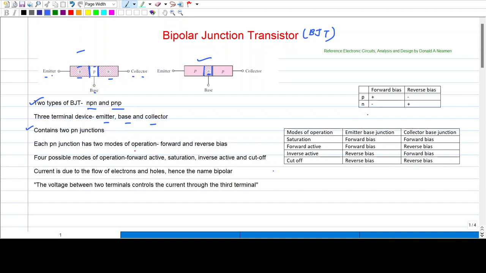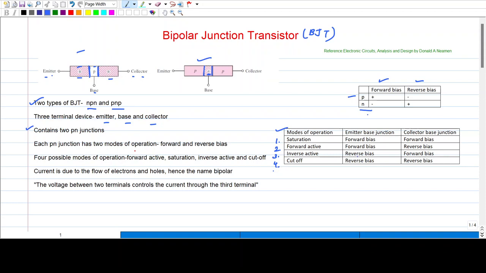Now the next thing is about the bias. When P-type semiconductor is connected to the positive terminal and N-type is connected to the negative terminal, we call it forward bias. When P-type is connected to the negative terminal and N-type is connected to the positive terminal, we call it reverse bias. So, depending upon the bias we apply to these junctions, whether forward or reverse, there are four modes of operation, namely saturation, forward active, inverse active and cutoff.